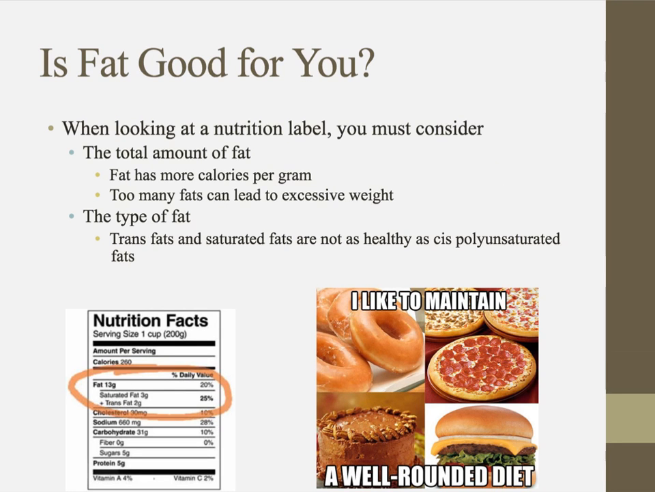So when you're looking at a nutrition label, I don't know, does anybody do that? I'm not sure. Anywho, if you ever look at a nutrition label, which I suppose you should, you have to consider a couple of things, right? So first of all, you should be considering the total amount of fat, okay? Fat has more calories per gram than other types of nutrients. There are 9 calories per gram in a gram of fat, whereas carbs and proteins have 4 calories per gram.